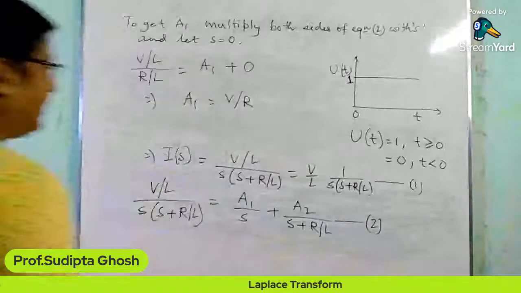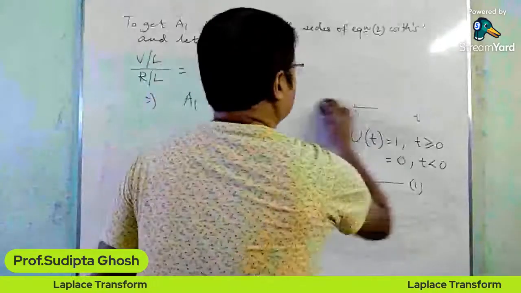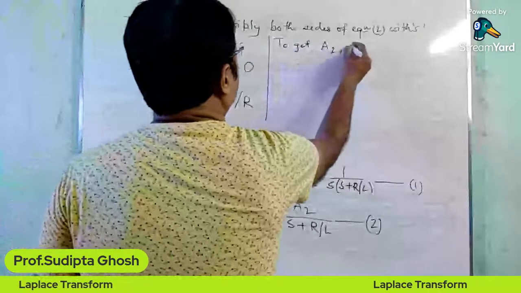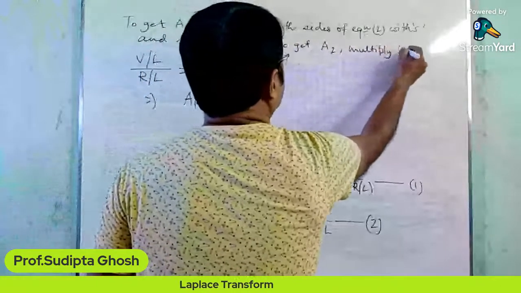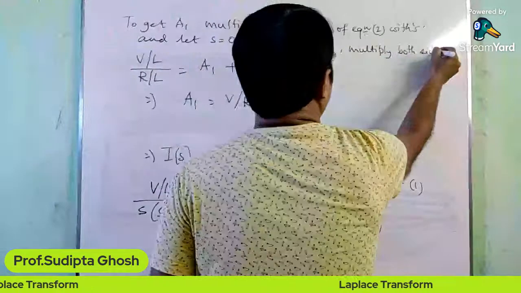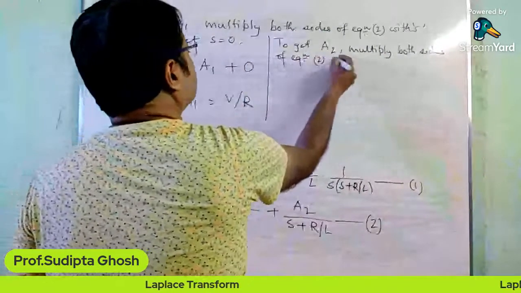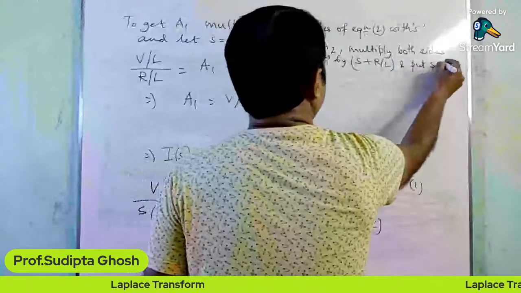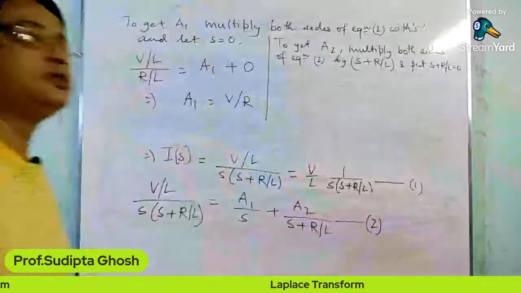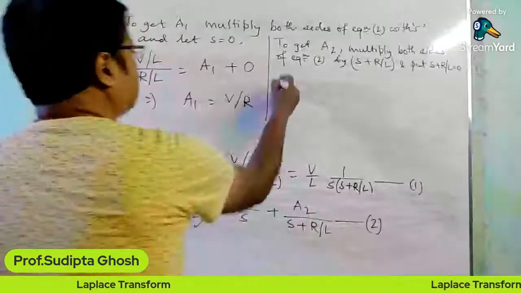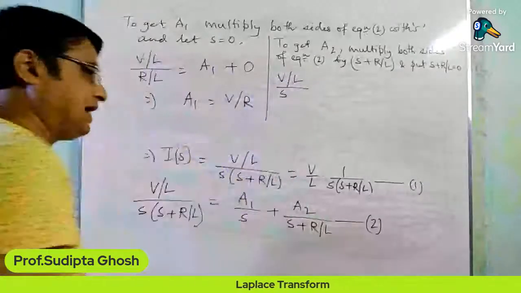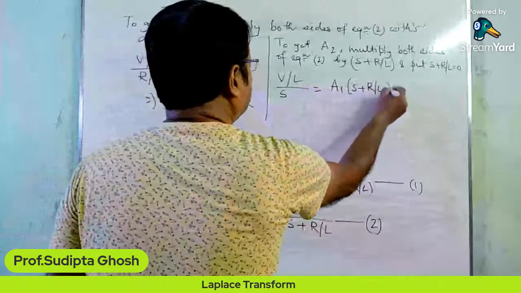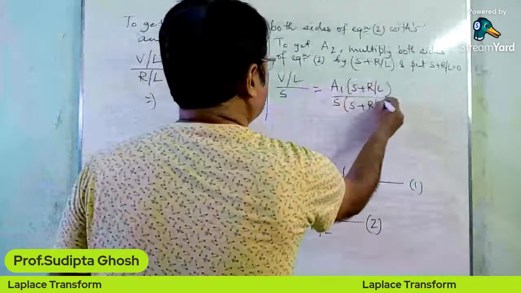Okay, so to get the value of A2, let's multiply this with S plus R by L. To get A2, multiply both sides of equation 2 by S plus R by L, and put S plus R by L equals 0, or S equals minus R by L. So what will happen? In the left hand side we will have V by L divided by S, as S plus R by L is cancelled. And then in the right hand side we have A1 into S plus R by L divided by S into S plus R by L, and then only A2.